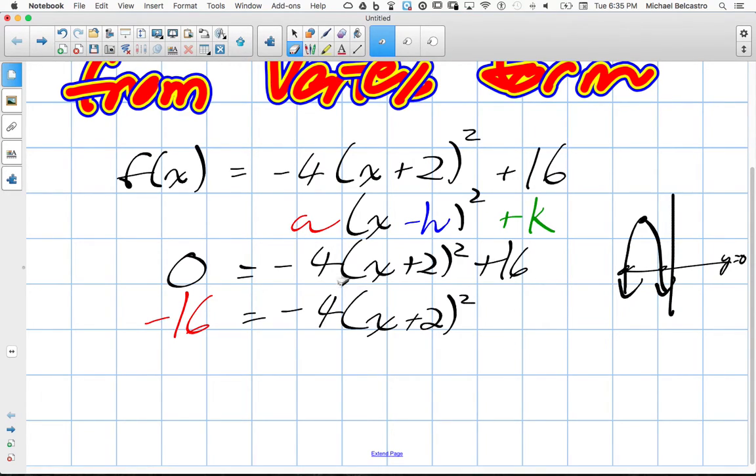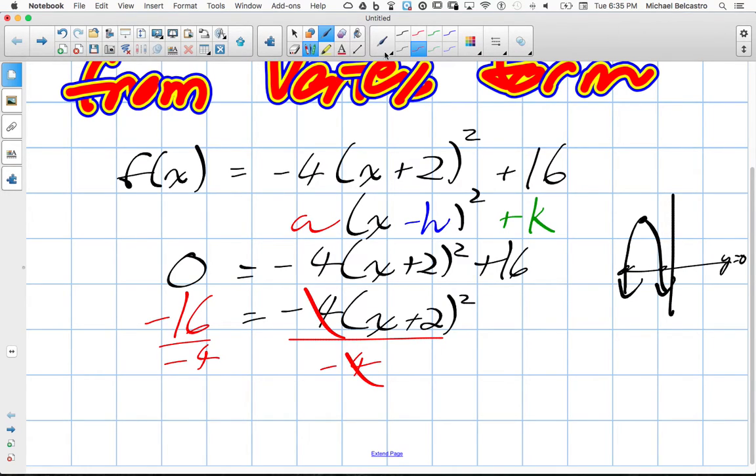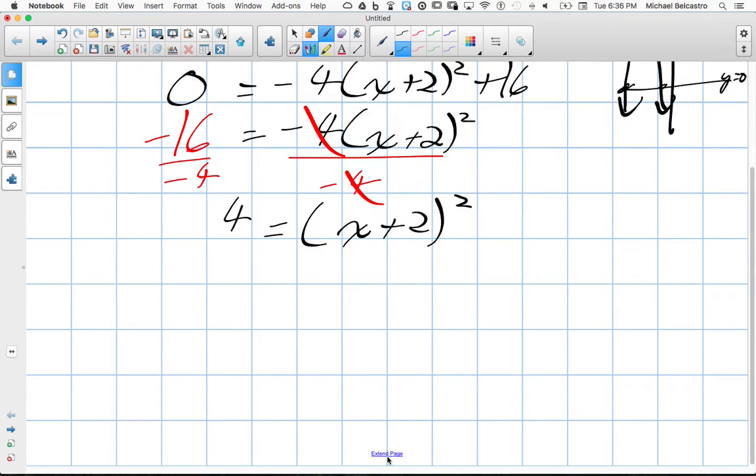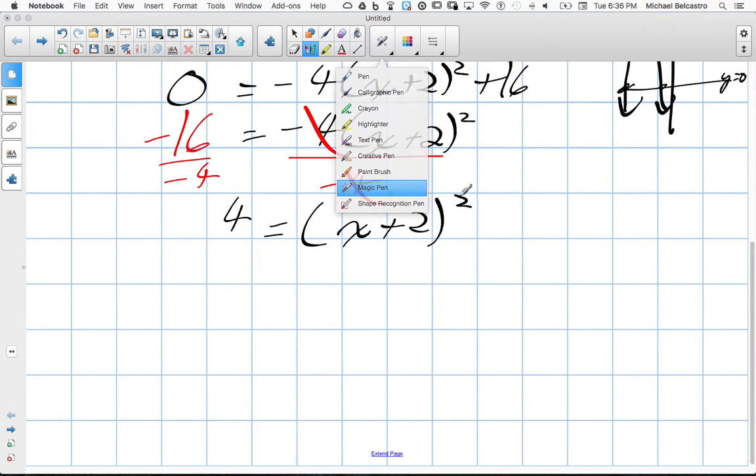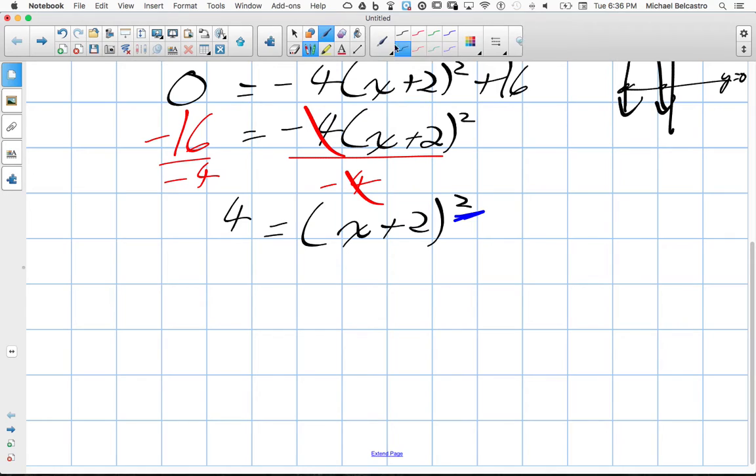The next thing is our a value. I want to move -4 to the other side, so we divide by -4. It's the same idea as dividing both sides by -4, where this one creates a 1 or is canceled out. -16 divided by -4 is +4, right? So we have (x plus 2) squared. Okay. Now the next step here is squaring. What's the opposite operation of squaring?